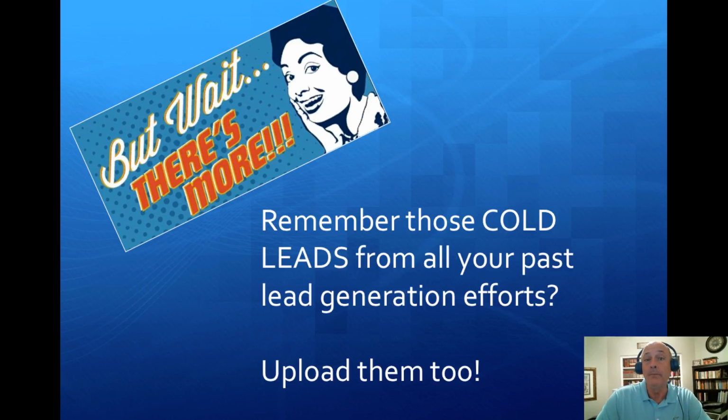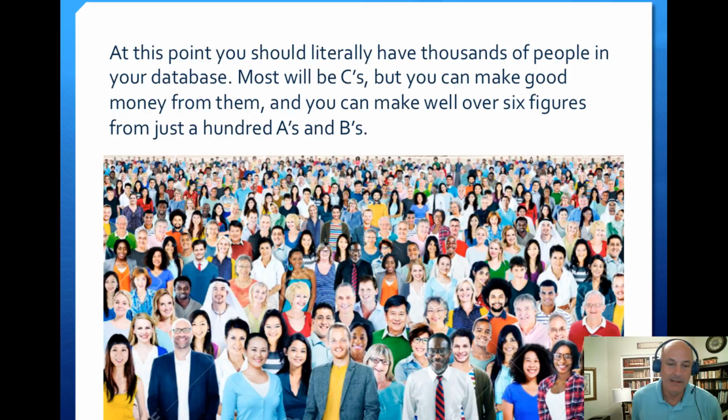Well, guess what? They are real people. They do live in houses, and they will someday sell those houses and buy more, and they will be using a real estate agent. So even if they're C contacts, even if the conversion rate is 1% or worse, upload them because you never know. At this point, if you had been able to take action on everything that we've learned in the plan, let's just teleport ourselves 3 weeks into the future, you would literally have thousands of people in your database. Most will be C's, but you can make a good living from them, good money, even at a 1% or worse conversion rate. And you can make well over 6 figures from just 100 A's and B's.